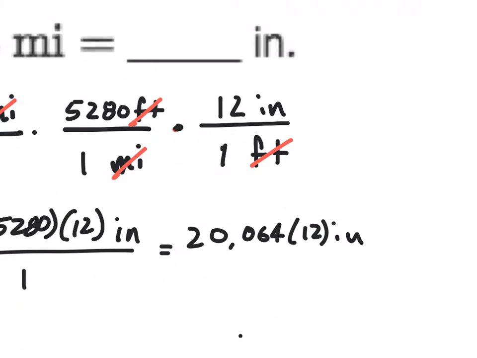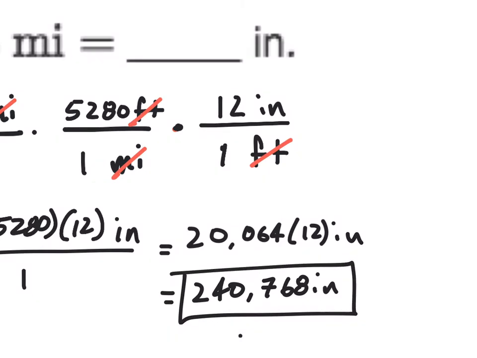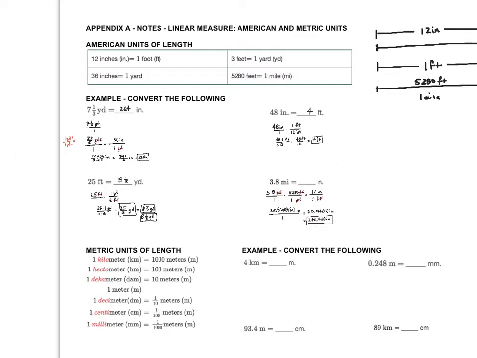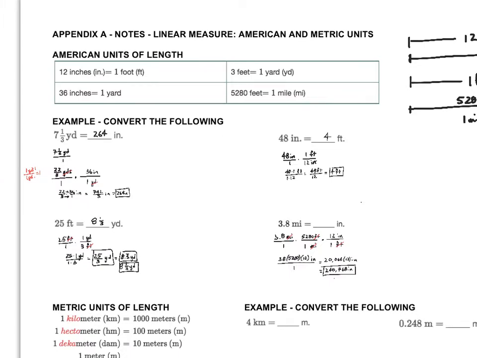And so if we multiply that by 12, we get inches. And so that's going to give us 240,768 inches. Okay, and that's it. All right, so those aren't too bad because they're pretty easy to remember because a lot of these we use all the time. But it's important that we do this conversion because when you get to something like this, it gets a little tricky. All right, so if you write things down, it just makes it a little bit easier.